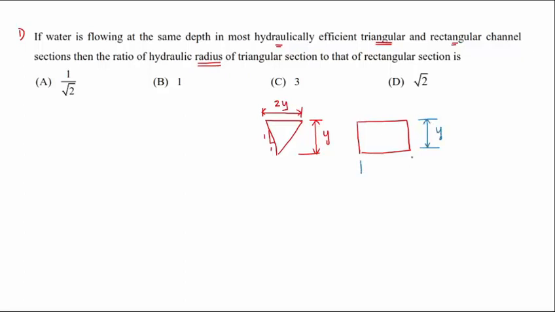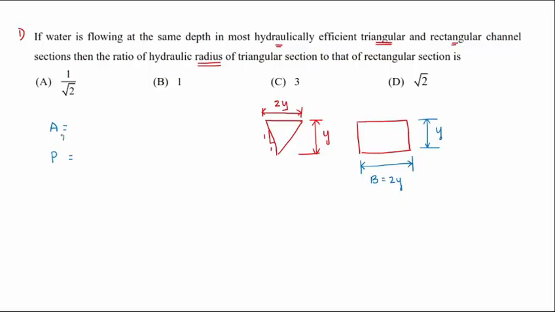and width b is equal to how much? Width b is equal to 2y. Right. When the question asked here is the hydraulic radius of triangular section to rectangular section, when we talk about the hydraulic radius of a triangular section, first we should talk about area as well as perimeter. Right? Why? Because area to wetted perimeter is called the hydraulic radius, right?